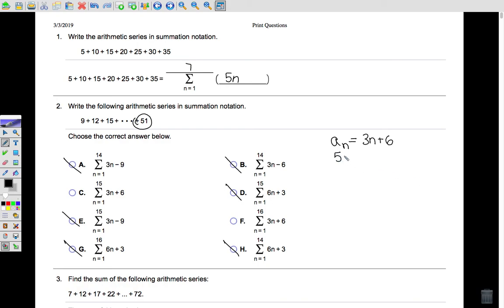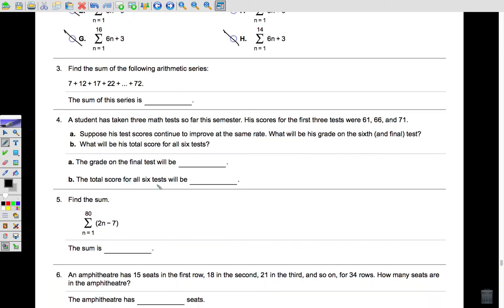So you're trying to figure out 51 is which term number in the sequence. Turns out it is the 15th term, so that means your upper limit had to be 15 because that is where it stops. Number 3 was 553. The tricky part here is you have to figure out what term in the sequence 72 is. So when you plug it in and find that out, you find that n is 14. And that should help you plug into the formula.